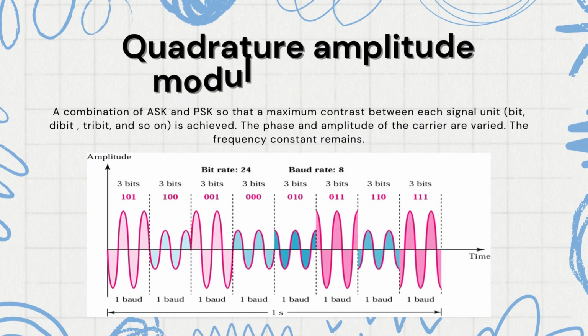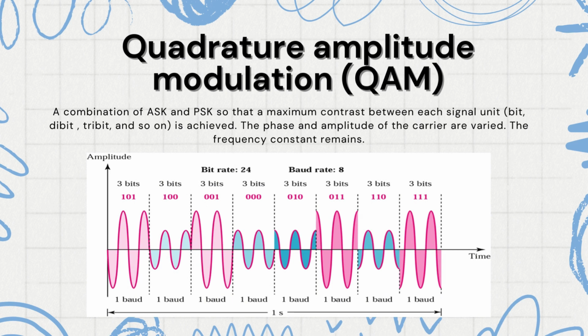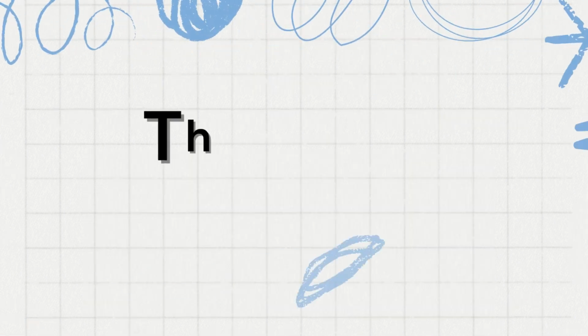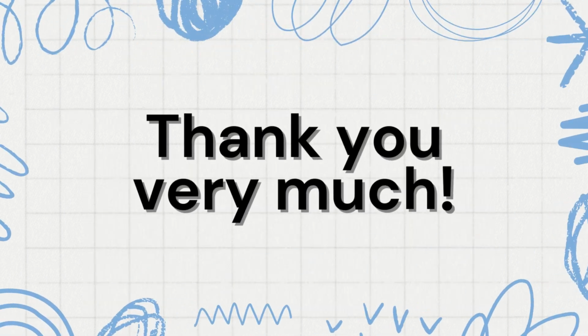Quadrature amplitude modulation, QAM, is a combination of ASK and PSK so that a maximum contrast between each signal unit, bit, dibit, tribit, and so on, is achieved. The phase and amplitude of the carrier are varied. The frequency remains constant.